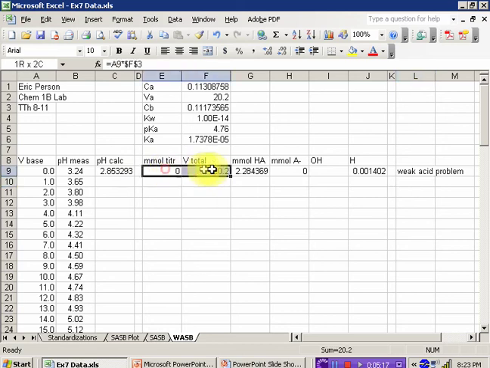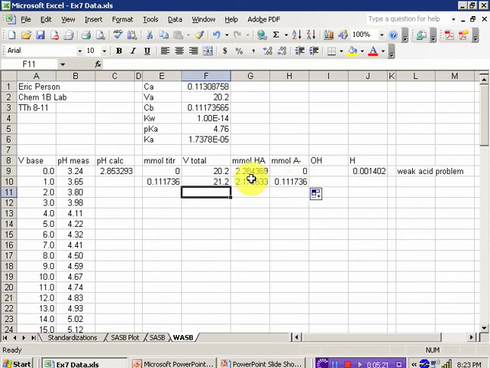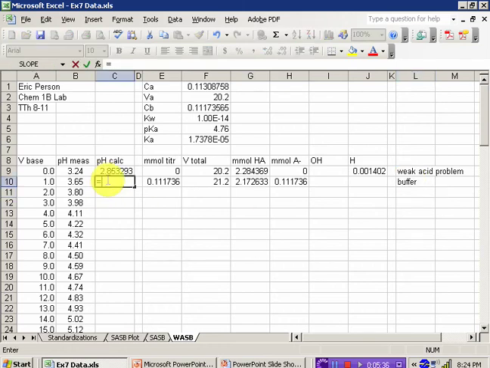Okay. Now as soon as I take these cells here and drag them down one, now I have a mixture of an acid and its conjugate base, and it's a buffer problem. In the buffer problem, I don't need to worry about calculating hydroxide or hydrogen ion. I'm going to use that Henderson-Hasselbalch equation directly, and the pH is equal to the pKa, it's going to be an absolute cell reference, plus log of the base over the acid.